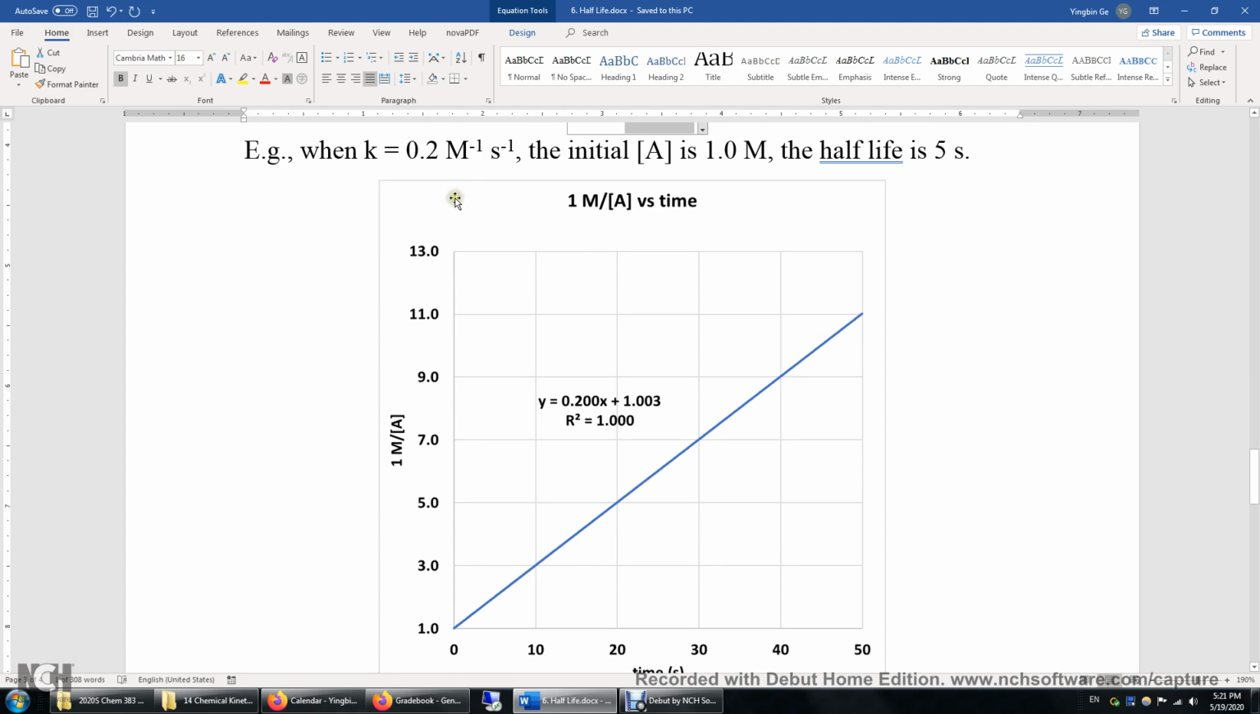So this exercise tells us how to calculate the half-life for a second-order chemical reaction. And by looking at this numerical example and this Excel graph, I hope you can understand how to compute the half-life for the second-order chemical reaction.